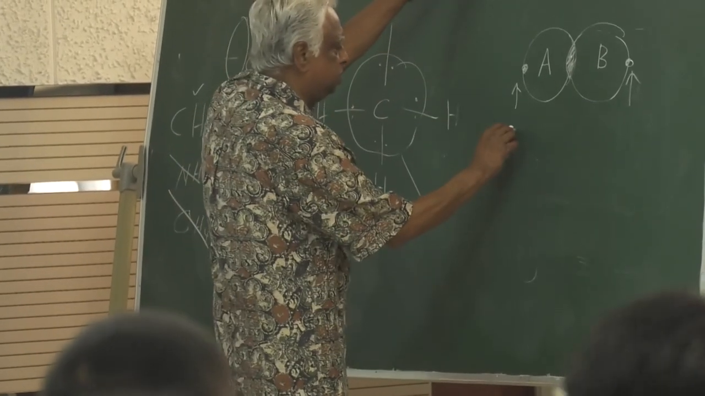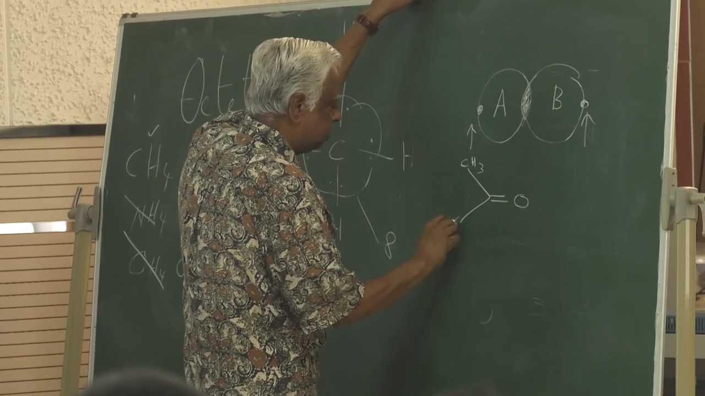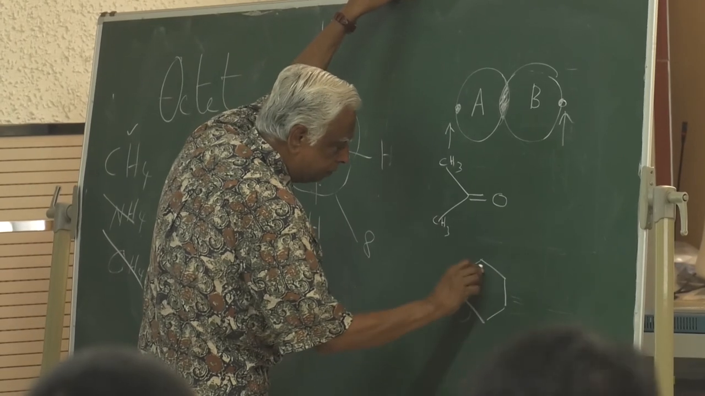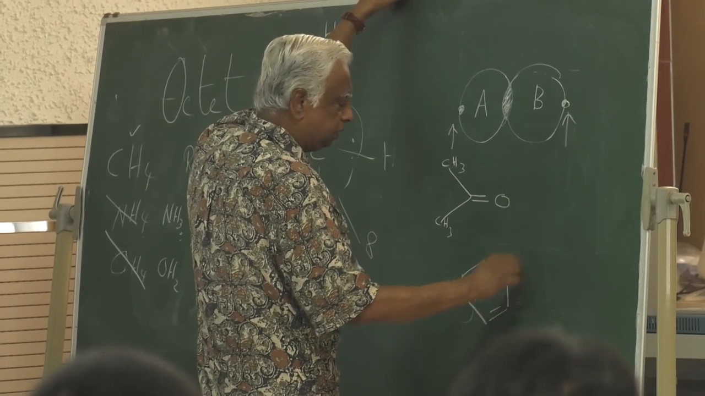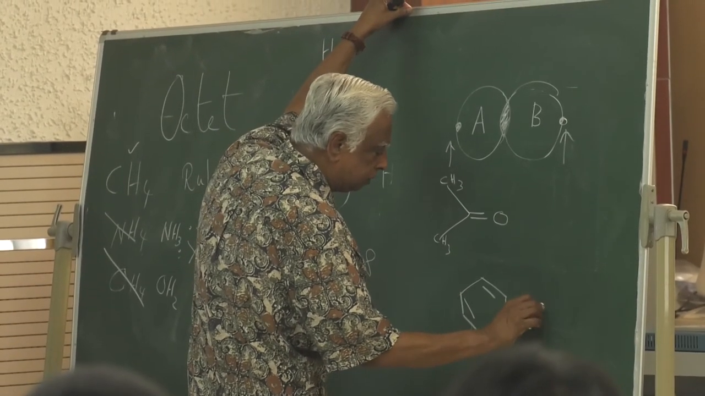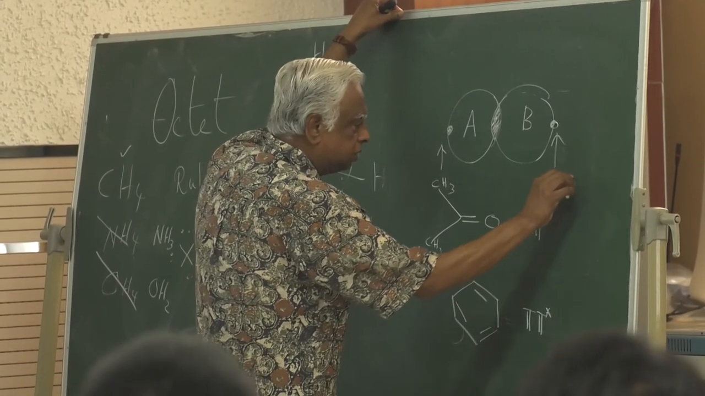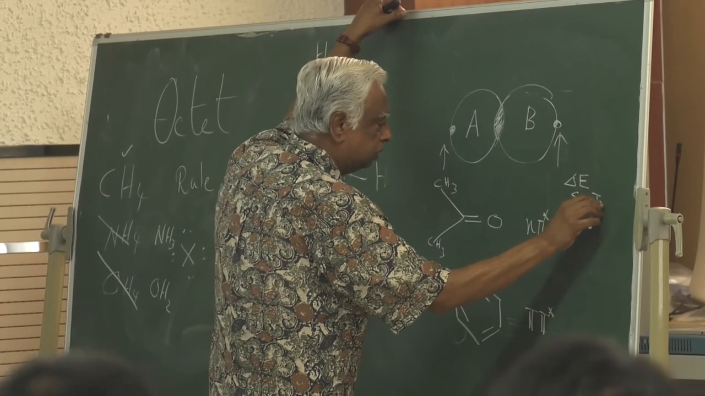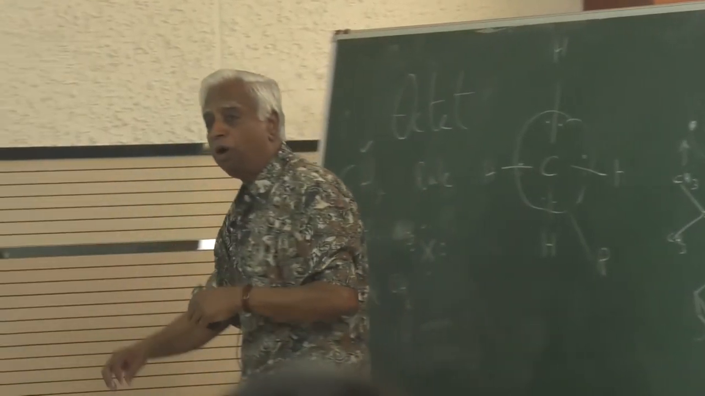Okay, acetone is this, CH3, and then benzene is this. In this case, we are talking about pi to pi star. In this case, it is n to pi star. Asking is delta energy difference between S1 and T1. Which one will be small, which one will be large?